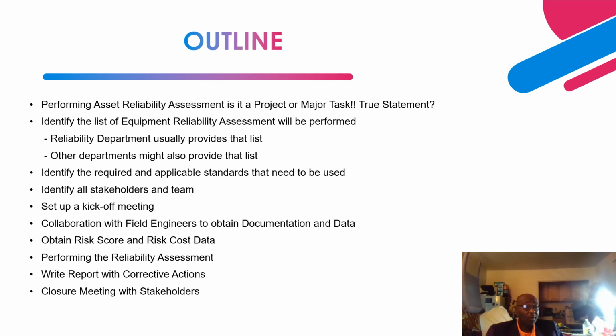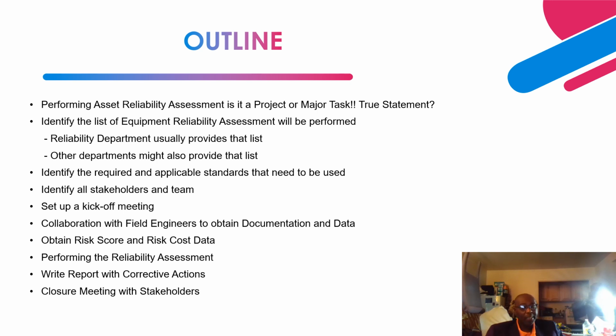Then identification of all the stakeholders in the team. That's very important. Basically forming the team and selecting the skills of your team to be able to help you with your reliability assessment. And also setting up a kickoff meeting with all the stakeholders in your team. Then collaboration with all field engineers and proponent engineers to obtain the documentation and data that you need to perform your reliability assessment and also your analytics.